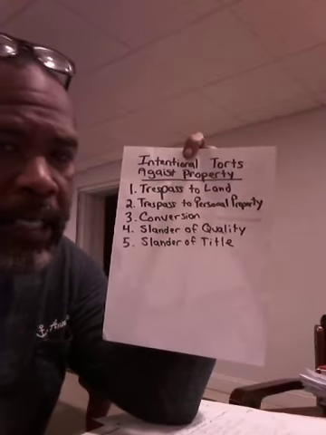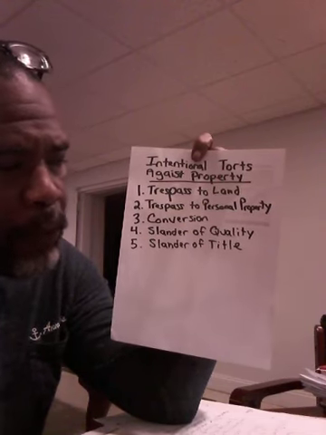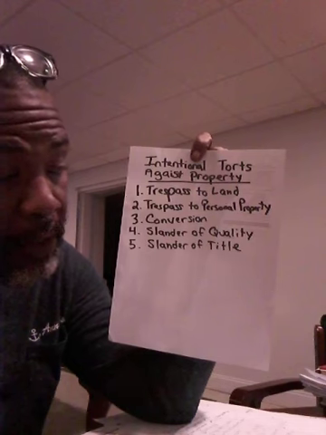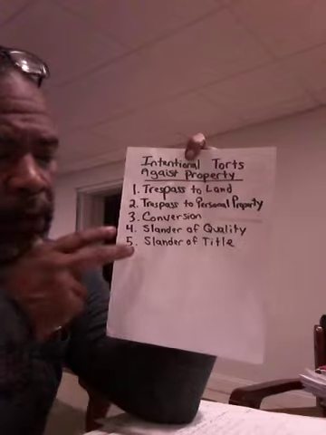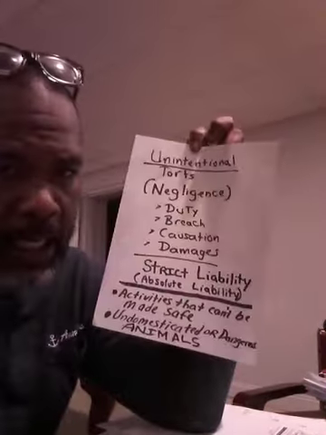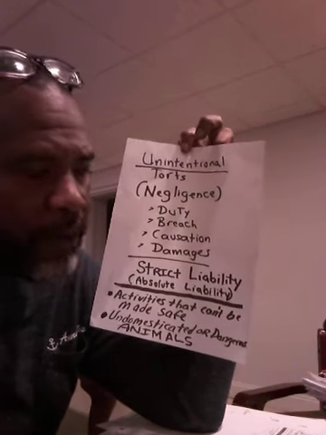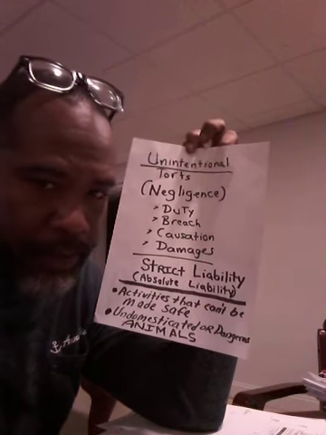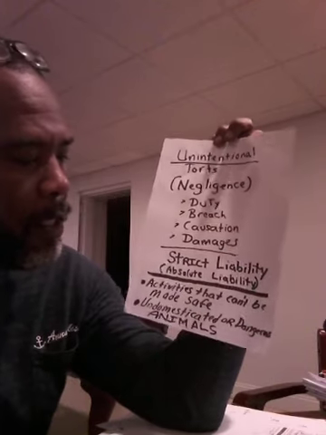All right? There is the trespass to land. There is the trespass to personal property. There is conversion. There is slander of quality and slander of title, or what we call them, business defamation or business libel. All right. In addition, just to be complete, we've got the unintentional tort of negligence. We know the rule there is duty, breach, causation, damages, right? So that's one rule that you can chart right there, right?